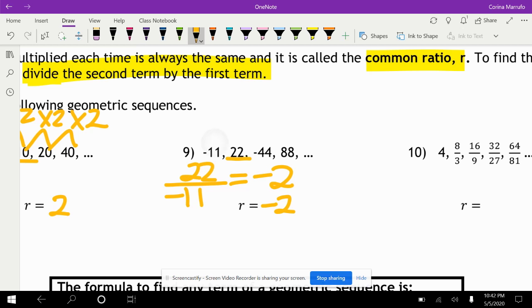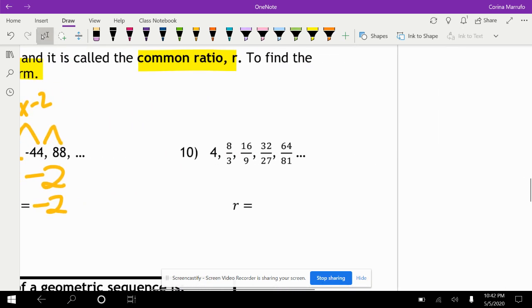That means that negative 11 times negative 2 is going to give you the positive 22. So that's how come the signs change. We take 22 and multiply it times negative 2. That is going to give you a negative 44. And we do the same thing. That's how you get the negative 88.